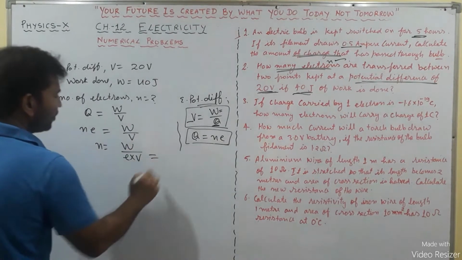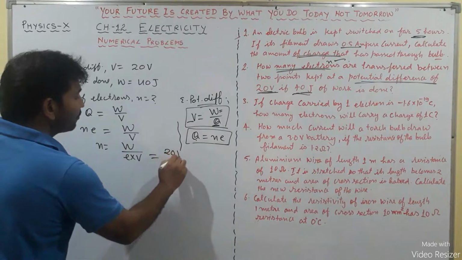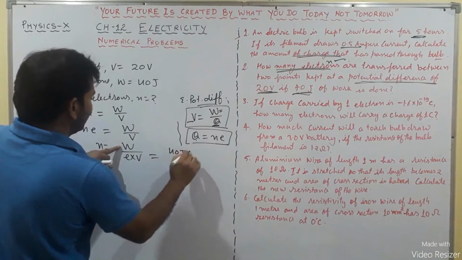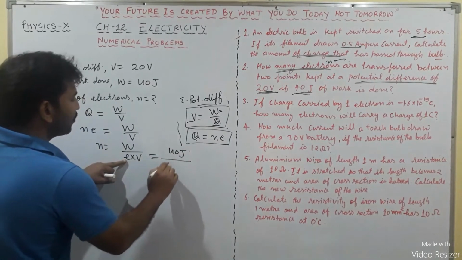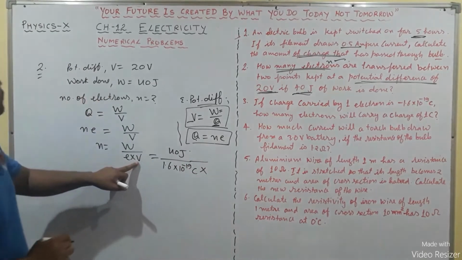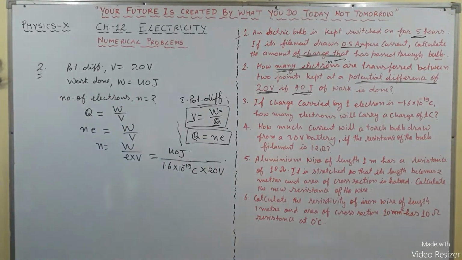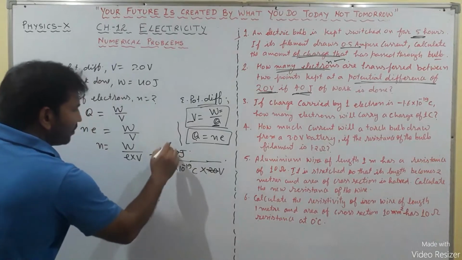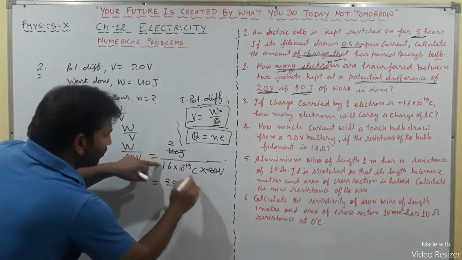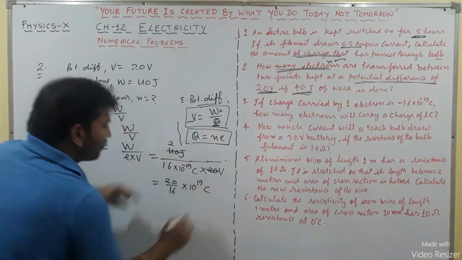Now by putting the values of W, E and V, we will get: work done is 40 joule. The value of E is 1.6 into 10 raised to power minus 19 coulomb. And what is the value of V? Potential difference is 20 volt. On solving it, you will get 20 upon 16 into 10 raised to power minus 19 coulomb.